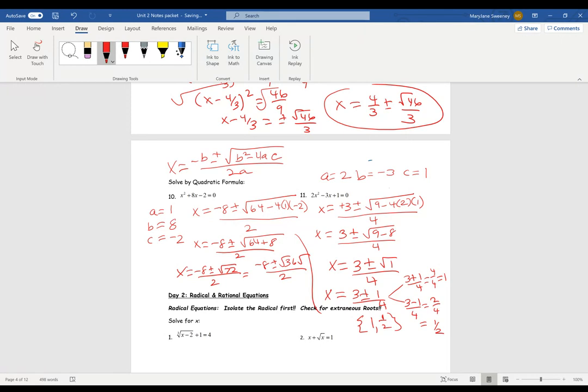I'm writing that in set notation. I do not have to write it like that, but that's why I'm using brackets. Do not use parentheses because then it would look like interval notation, or you could just say x is 1, x is a half. Those are your two answers.